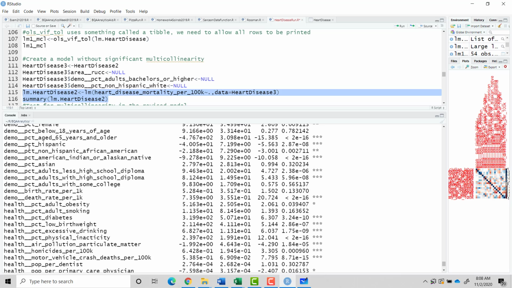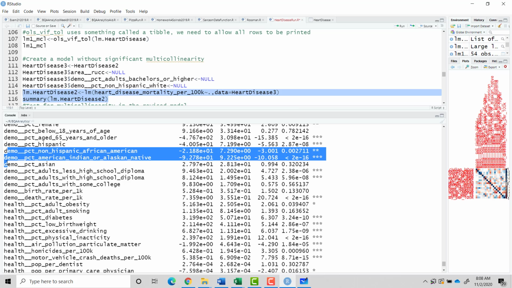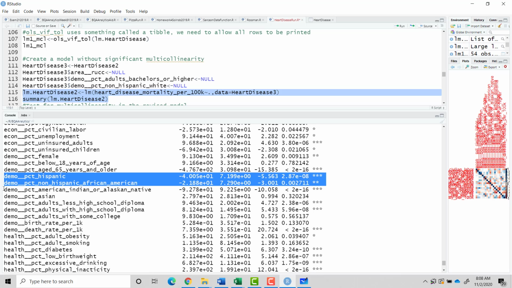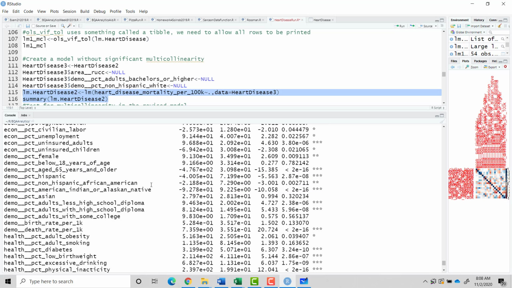But you can see the heart disease here is interesting. We have the areas Hispanic, non-Hispanic, African American, and Native American all have kind of negative coefficients, but the Asian demo with higher percentage Asian does have positive heart disease. Now, it could be due to various factors, like where different people live in the US, so it's hard to make direct associations there.